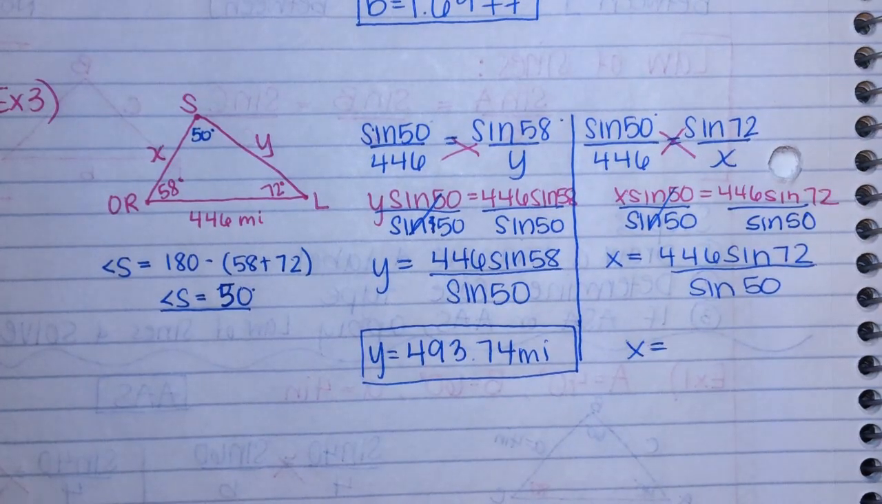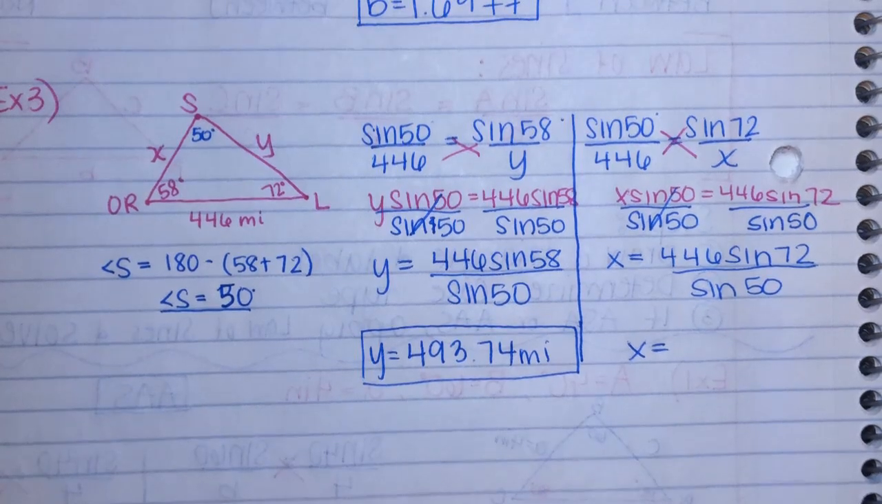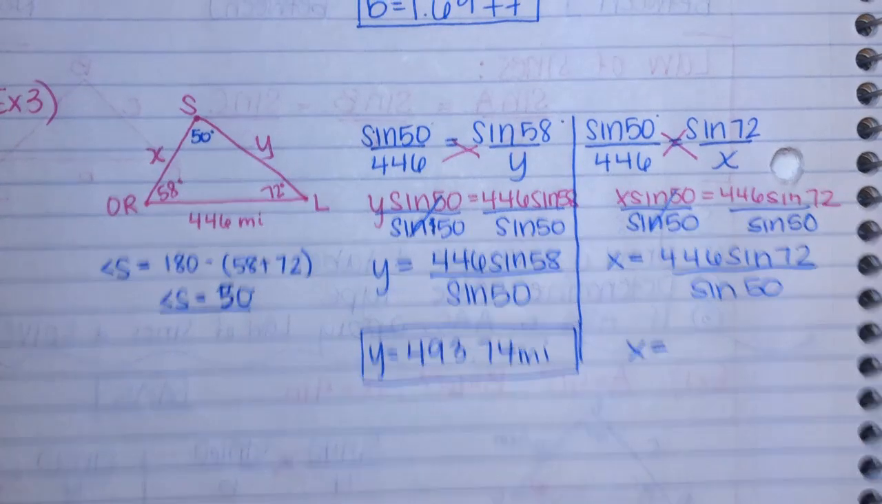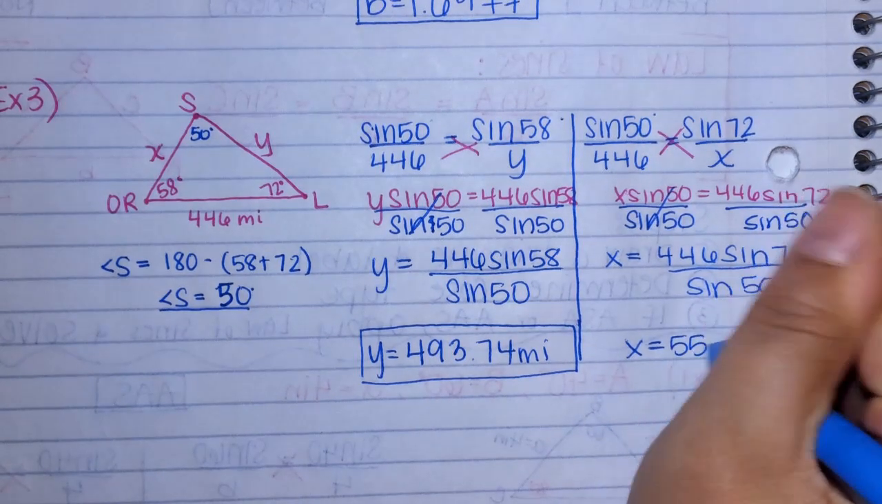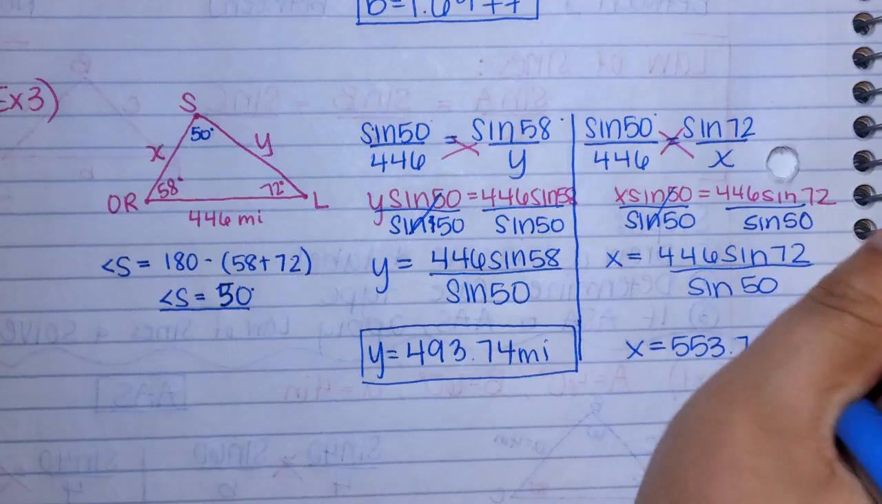And you're going to do the same thing. All you have to really change in your calculator is the 58 is going to become what? And I get 553.72 miles. Thank you.